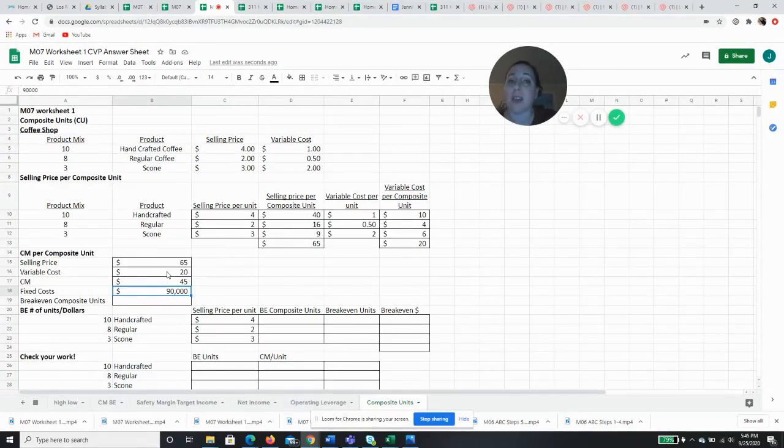Now I'm going to use that to calculate my break even. So my fixed costs are $90,000. And of course, we remember that if I want to calculate my break even in units, in this case in composite units, it's going to be my fixed cost divided by my contribution margin per unit. So my fixed costs are $90,000 divided by the $45 contribution margin for one composite unit.